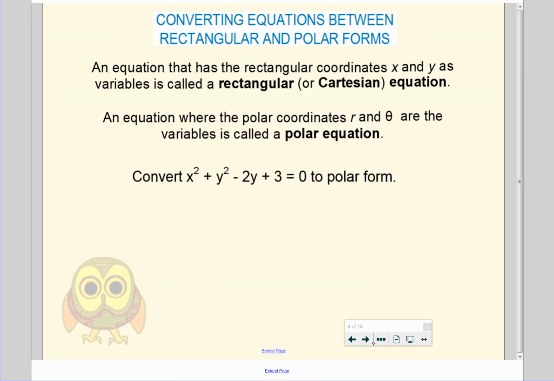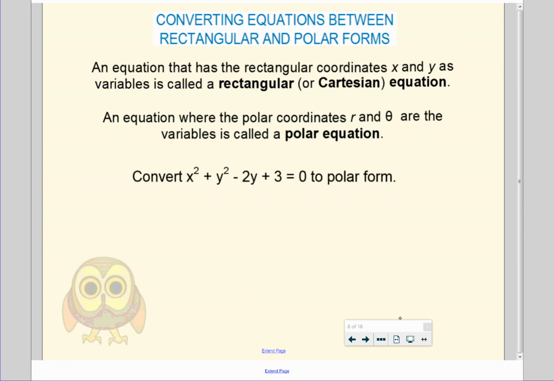All right, now we can convert points. We can also convert equations. So this equation, if you want to write it down, x squared plus y squared minus 2y plus 3 equals 0. It is in what we call rectangular form. We want to convert it to polar form. So pretty much we just need to figure out how we can make the x's and y's into r's and thetas. And we're still using those 4 formulas again.